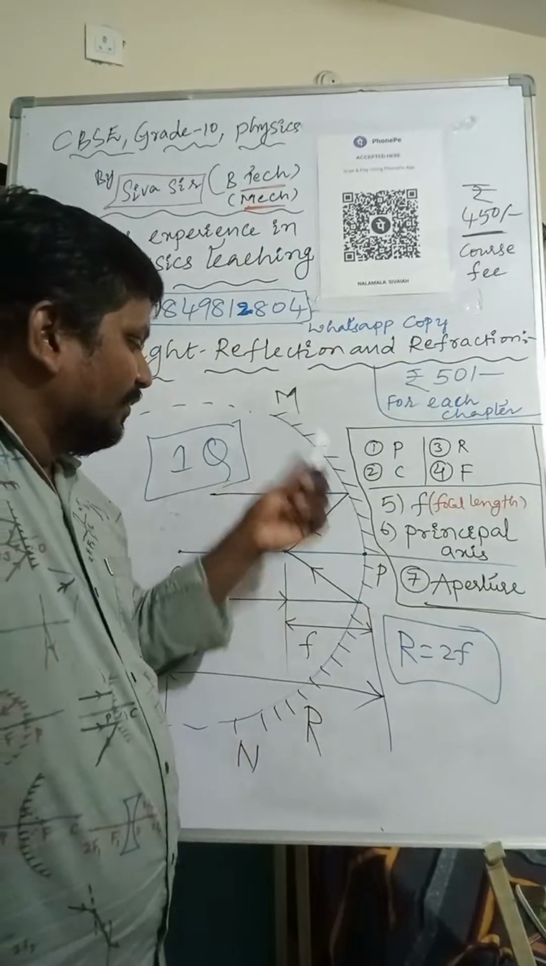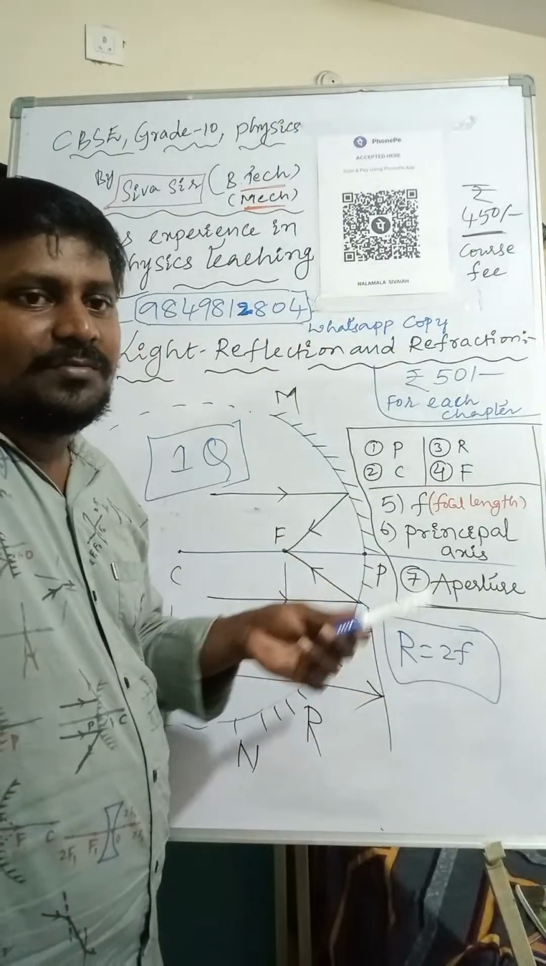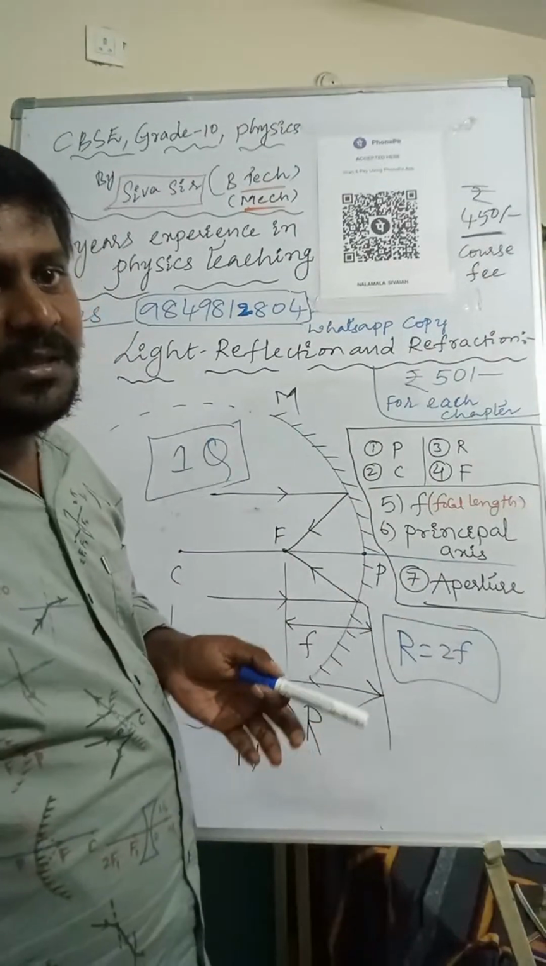And aperture, width of the mirror is called aperture. So I hope it is very clear. These are the points, understood.